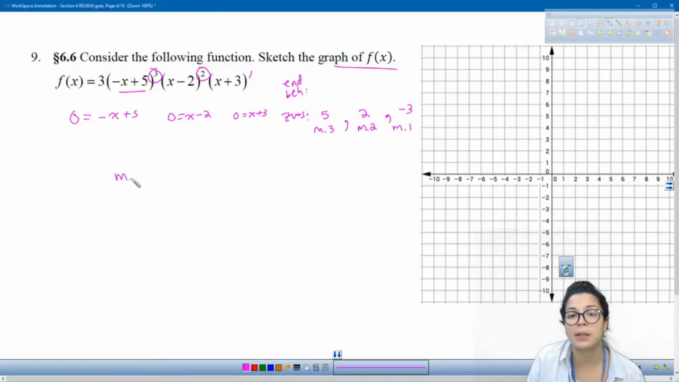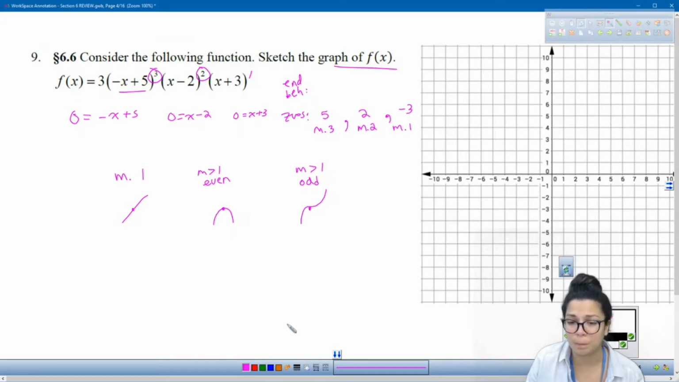Remember, your multiplicity tells you how many ways you're going to pass through the 0. If the multiplicity is 1, you just pass through the 0 straight. If the multiplicity is greater than 1, and that is an even multiplicity, then you're going to hit the 0 and bounce back. It's going to look tangent to the x-axis. And if your multiplicity is greater than 1 and it is odd, then you want to go through the 0, but you want to flatten at the 0. So you want it to be horizontal at the 0.